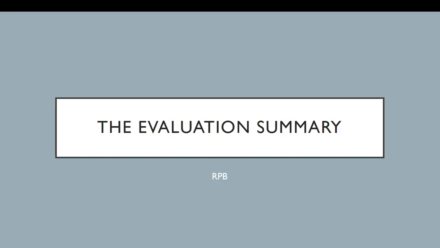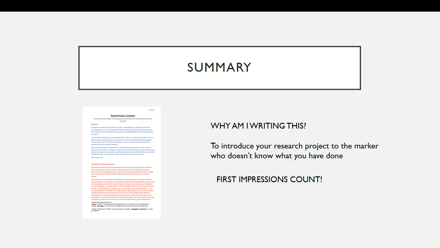Okay, here's the first thing that you do for your evaluation. It's the summary. It's the blue part that I showed you in the previous film. It's 150 words, and it's basically you're introducing what you've done to this marker who doesn't know you at all and who has no idea what you've done. So in 150 words, basically, you've got to bring them up to speed.